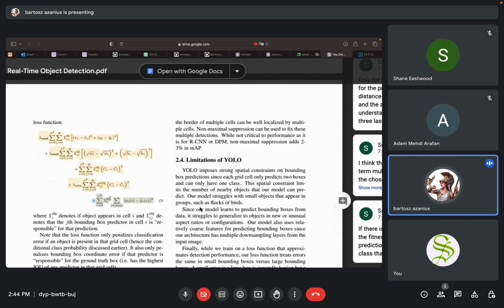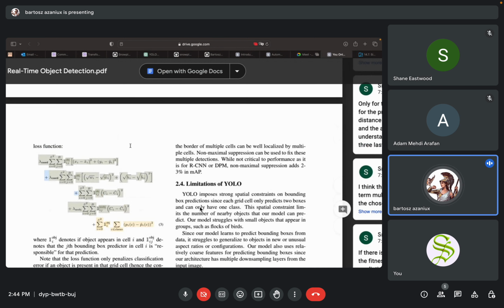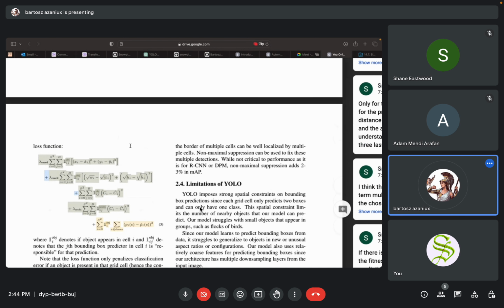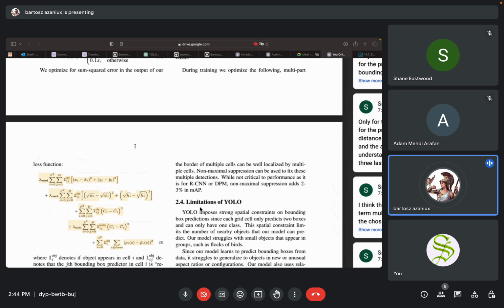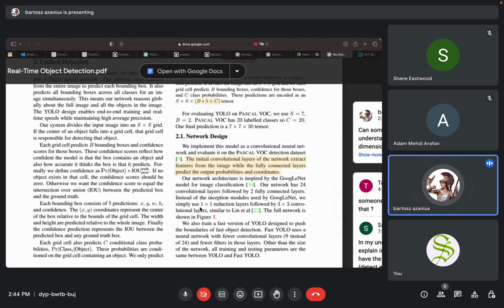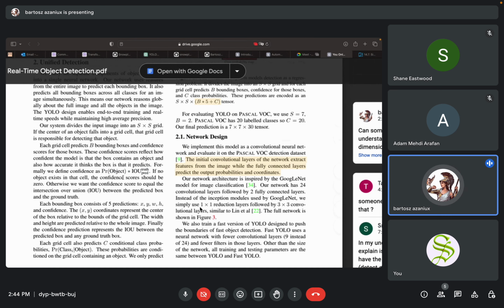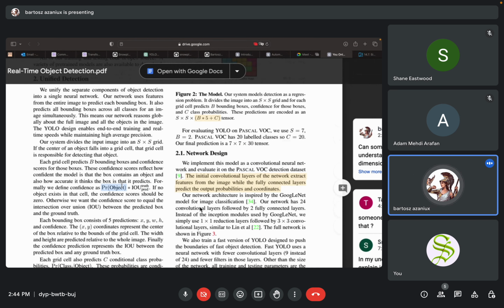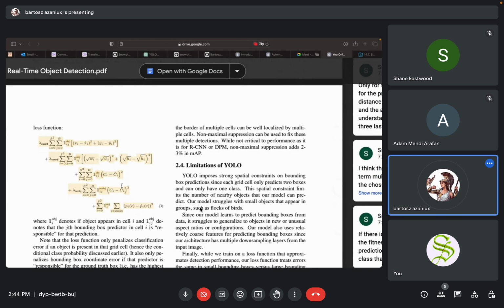So now, does everyone understand this part, I guess, the confidence and bounding boxes? Do you want to go over it one more time, super briefly? Yeah. So the confidence, right, at training time, they separate this as the probability of the object.